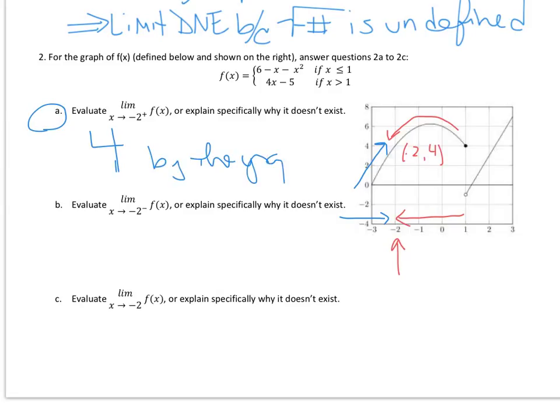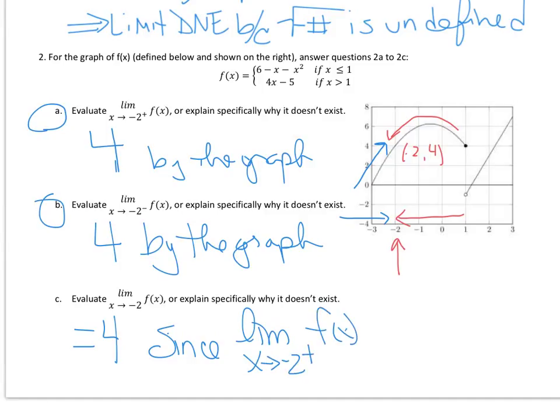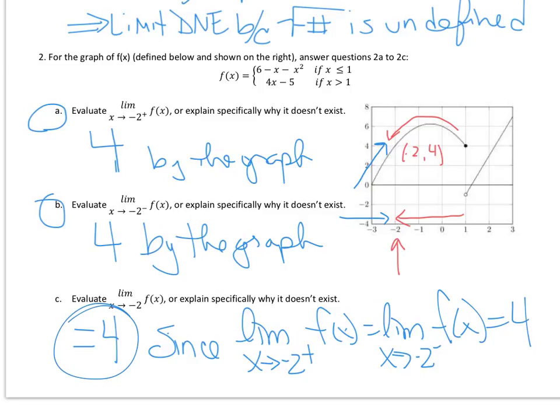By the graph, because that's what we're using. And then as it approaches from the left, so part B, the limit is 4 again by the graph. And then for the final one, because the left and right limits are equal to each other, the limit itself as x approaches negative 2 is 4, but you have to say why. So because the limit as x approaches negative 2 from the right of your function is equal to the limit as x approaches negative 2 from the left of your function is equal to 4. Since those limits are equal to each other and they're both equal to 4, the limit itself is equal to 4. So this one is done graphically because you're given the graph.